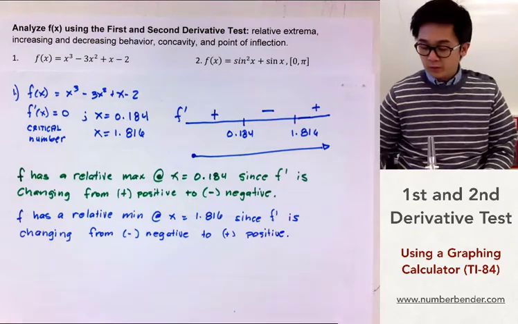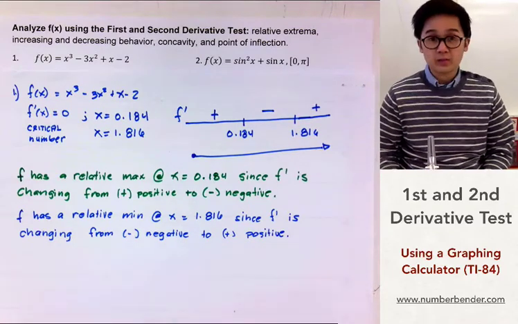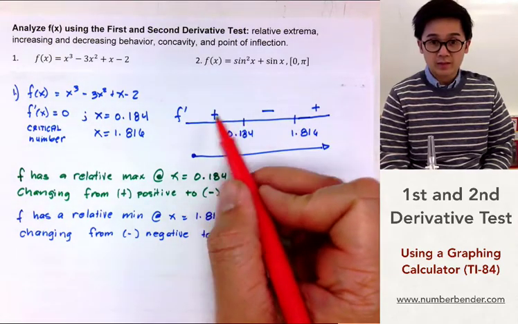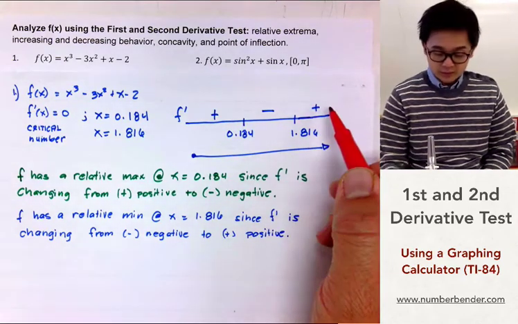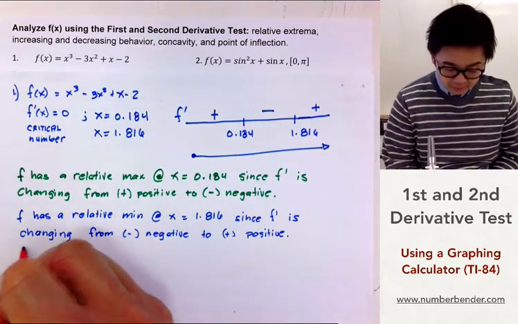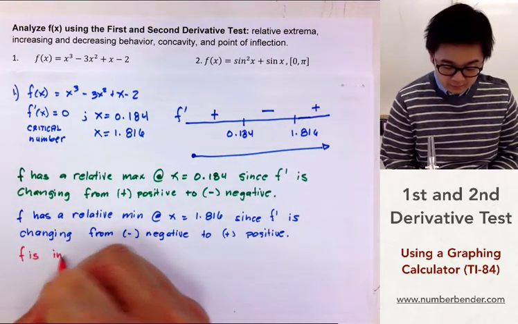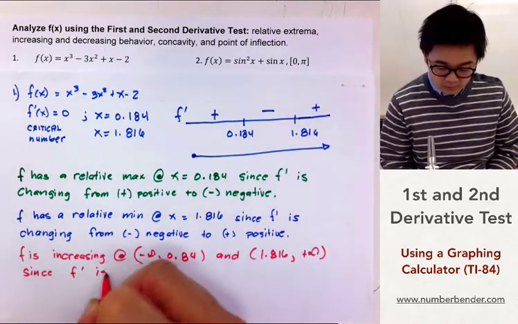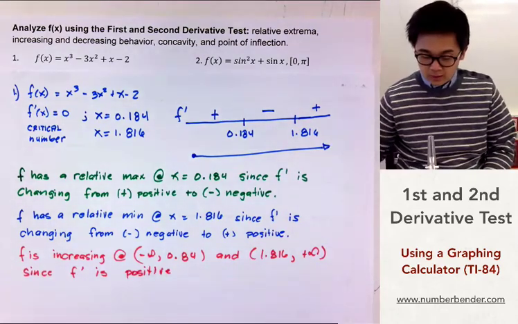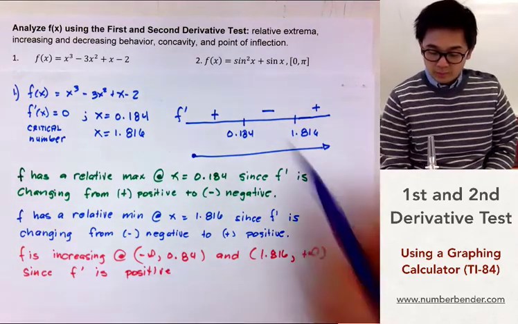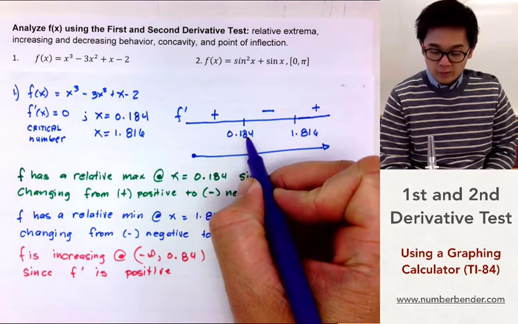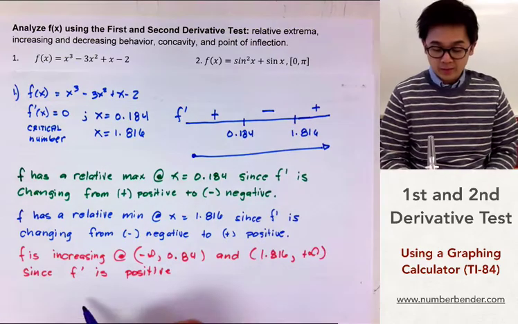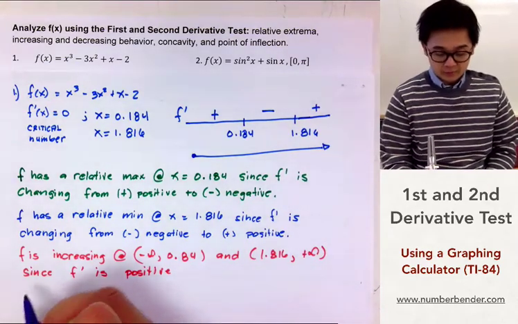And with this, we can also tell the behavior of the function f. So the function f is increasing at this interval and also at this interval. So to write it out, f is increasing at -0.4 and 1.8. And also from between 1.184 and 1.816, the f prime is negative, therefore f is decreasing.